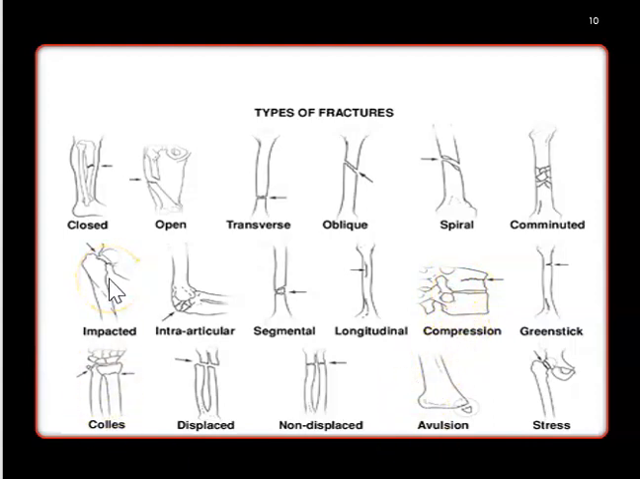Impacted, that's going to be a bone, broken bone ends that are forced into each other. So there's an impact area, and that's why the fracture occurs. Depressed, let's see if there's a depressed one on here. I don't see a depression fracture, but that's when the bone is forced inward.